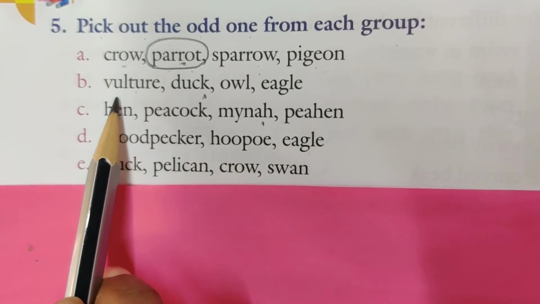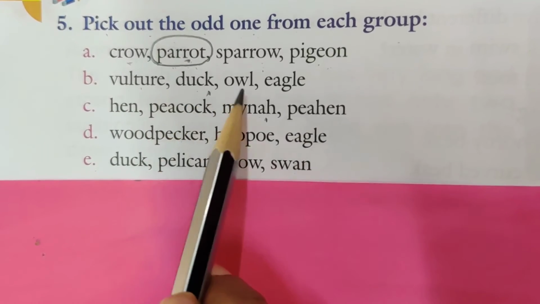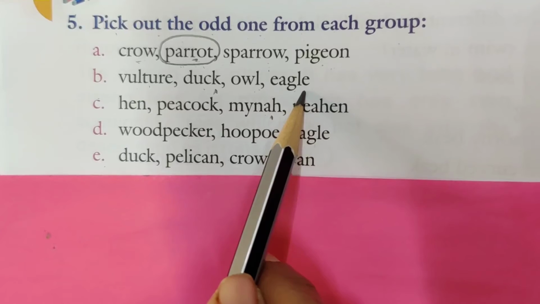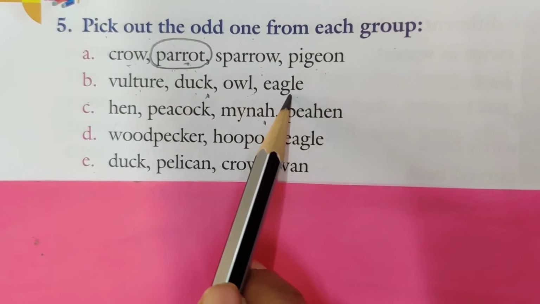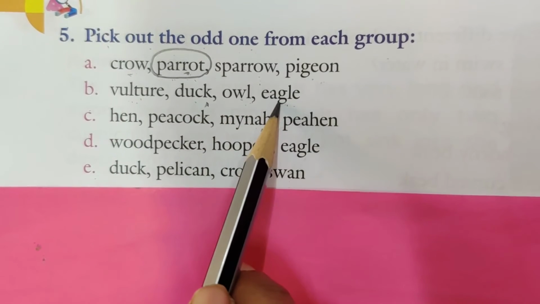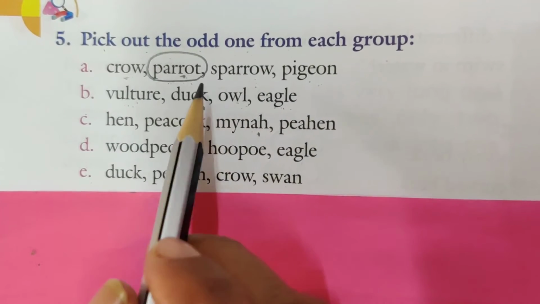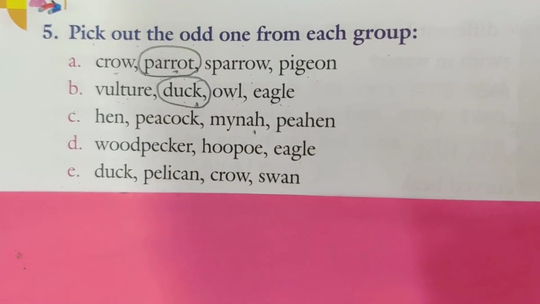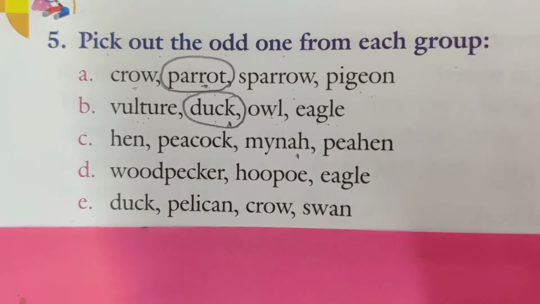Next one you see, Nana. Vulture, duck, owl, eagle. Tell me, vulture, owl and eagle are what, Nana? Birds of prey. These 3 are the birds of prey. Whereas duck is what, Nana? Swimmer. Right? Duck is a swimming bird. Yes or no, children? Yes.